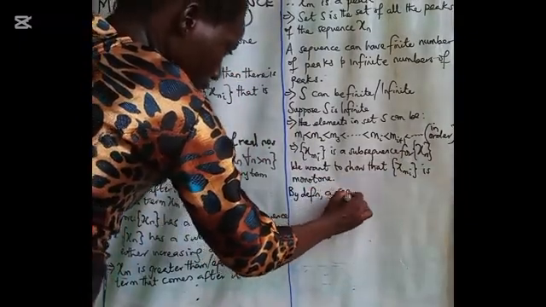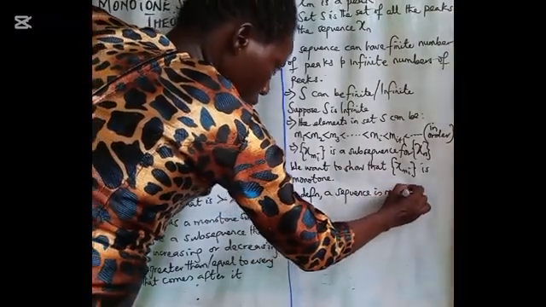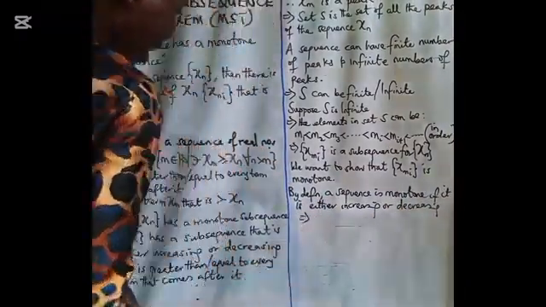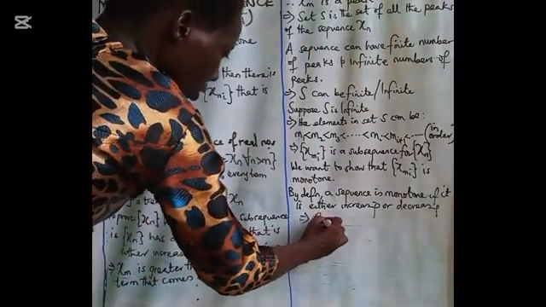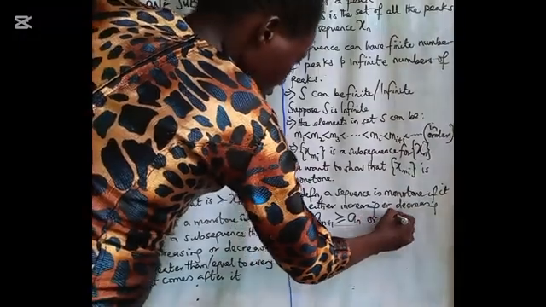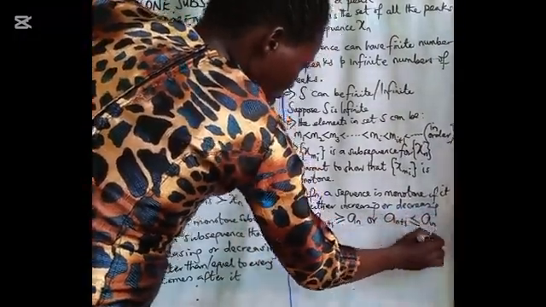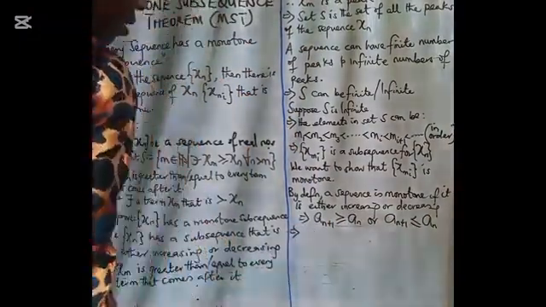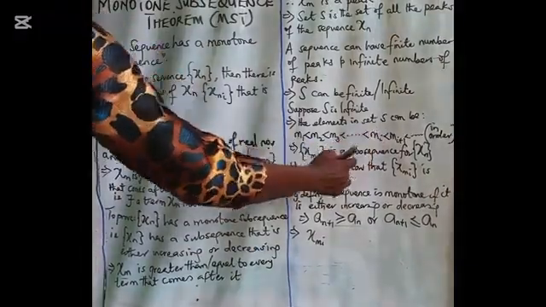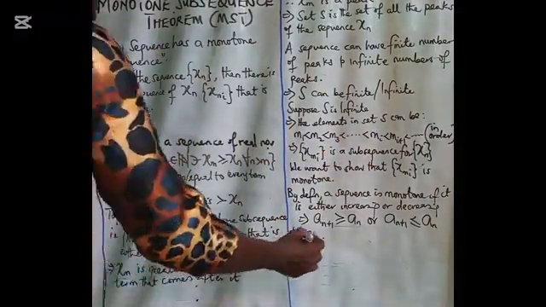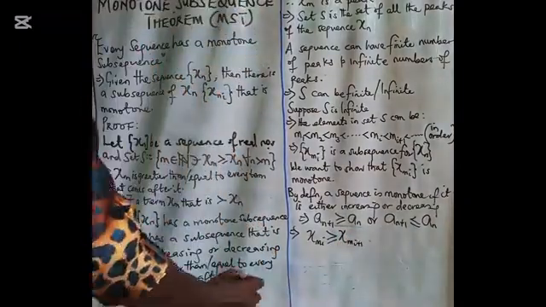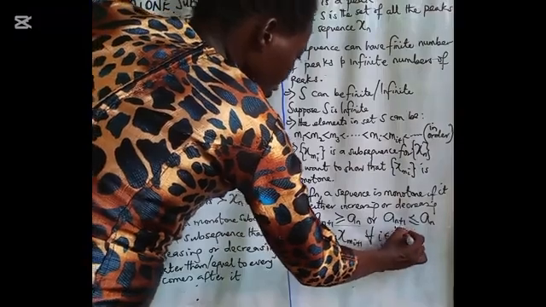By definition, a sequence is monotone if it is either increasing or decreasing. For increasing, a sub n plus 1 will be greater than or equal to a sub n, or for decreasing, a sub n plus 1 will be less than or equal to a sub n. That implies that you want to show that x sub m_i will be greater than or equal to x sub m_{i+1} for all i belonging to the set of natural numbers.